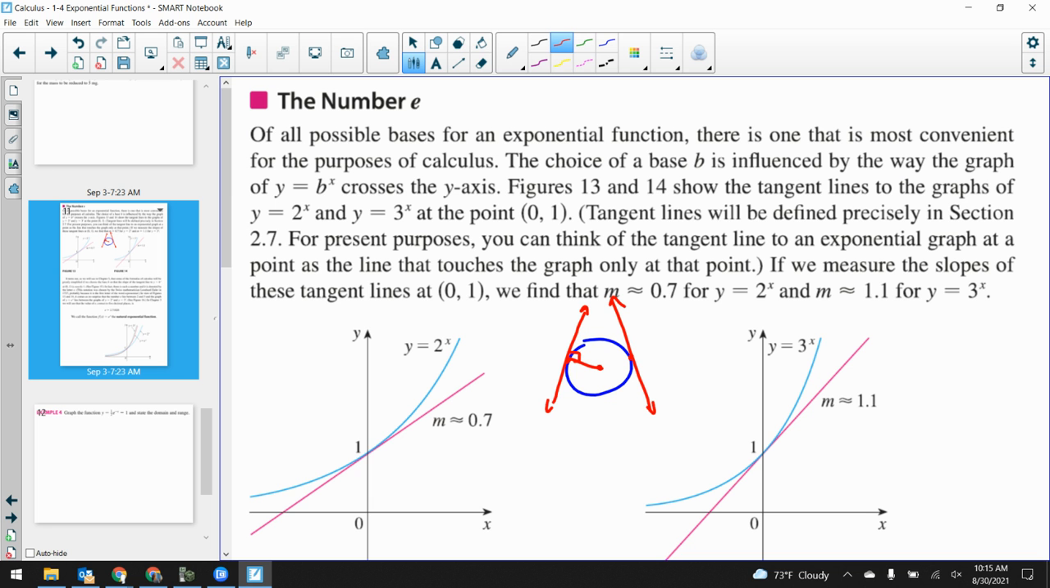So notice here that the slope is below 1 for 2 to the x and above 1 for 3 to the x. And we can guesstimate that if I truly wanted the slope to be 1 at (0, 1), then my base would need to be a little bit closer to 3 than it is to 2. If we measure the slopes of these tangent lines at (0, 1), we find that the slope for 2 to the x is 0.7. The slope for 3 to the x is 1.1.